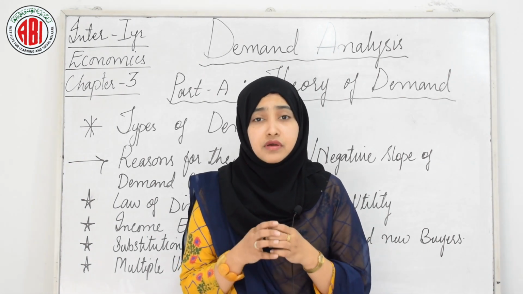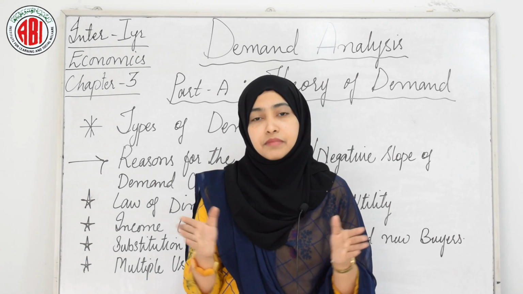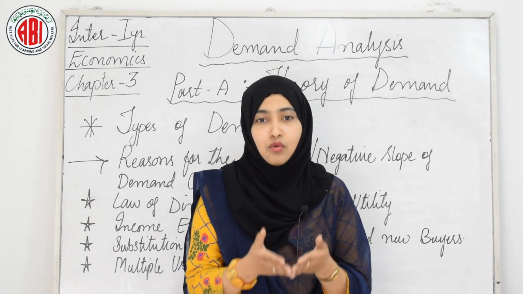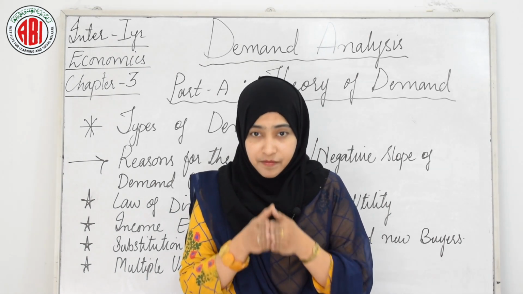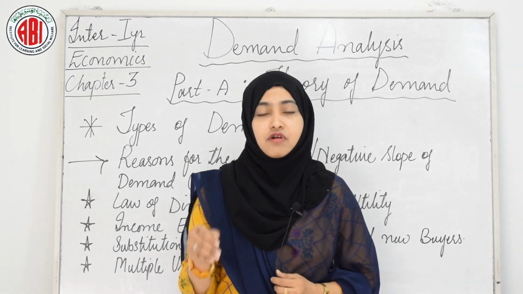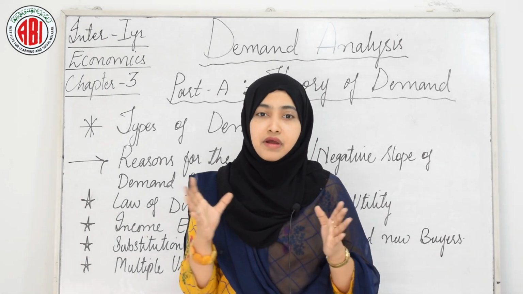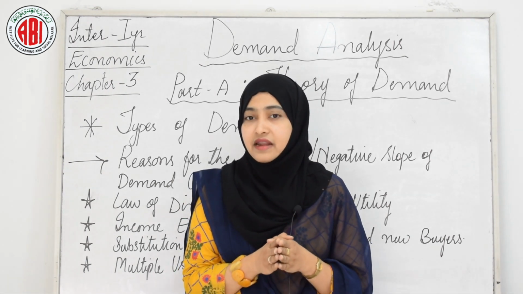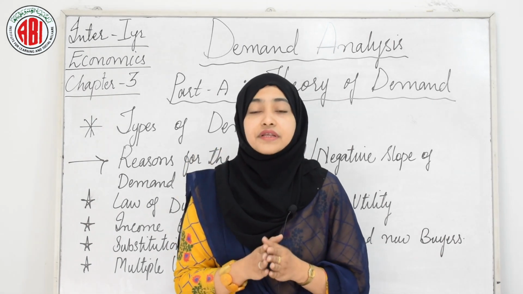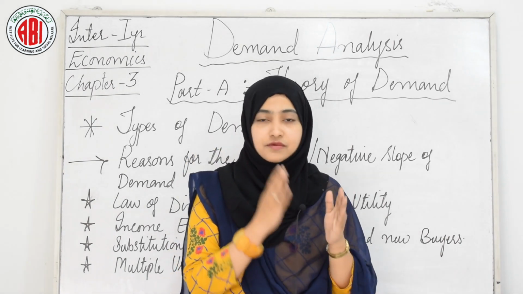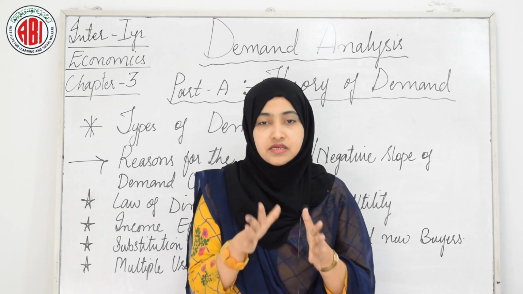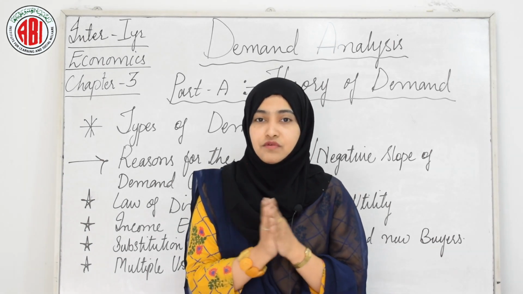After the substitution effect, now we will see the multiple uses of a commodity. There are some commodities which have multiple uses, like milk, coal and electricity. If the prices of these commodities fall, there will be a greater demand for these goods than for those which are restricted to a particular use. Getting it? So this is the quality of multiple uses of a commodity.